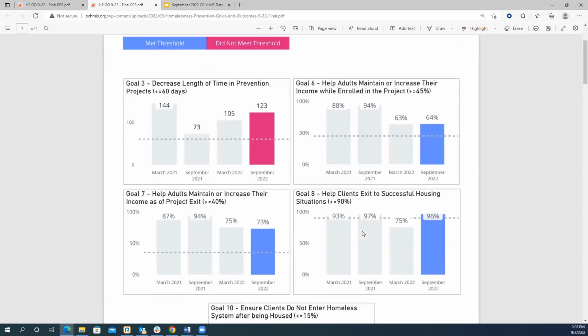So first, for measures 6 and 7, does anyone have any feedback about increasing the threshold by 5%? So for goal 6, we go up to 50%. For goal 7, we go up to 45%.